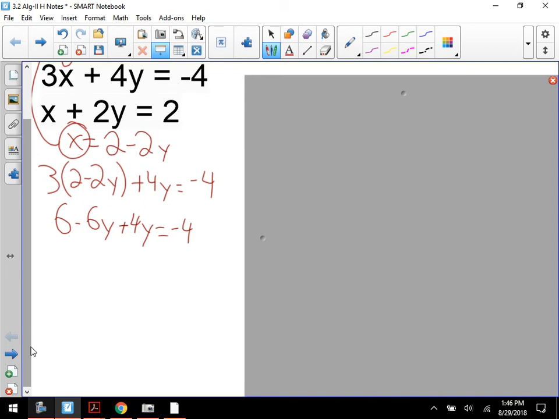Combine like terms, you might have a pretty quick problem. -6 and 4 is -2. You can do one of two things here. Subtract 6, divide by -2, or add the 2y, add the 4. Depends if you're a negative person or a positive person, what you wind up with. Myself, I am such a positive person.